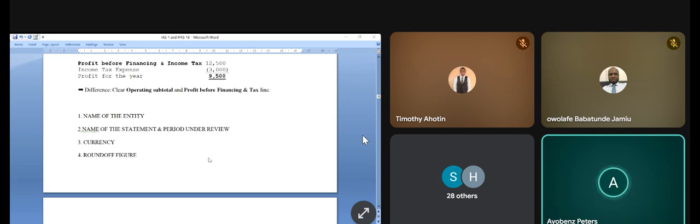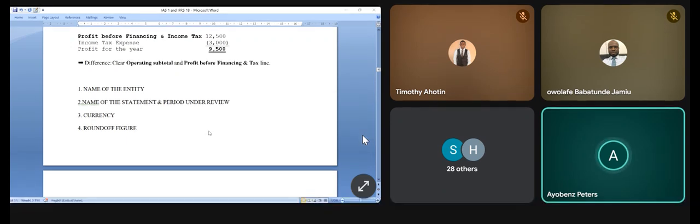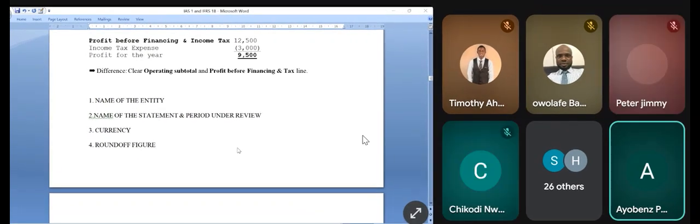You understand? Once you take these items out of it, then we will now know what exactly is the original earnings to the organization. These earnings can now be used to make decisions that are required by the users. So the reason why they put this profit before financing and income tax in IFRS 18 is that when you are making an adjustment, you are only going to add back, for instance, the financing, that is the interest. You are going to add back only the interest, and if there is depreciation and amortization, you will add it back.